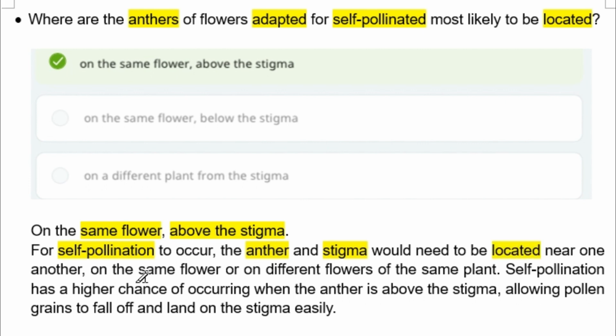or on different flowers of the same plant. Self-pollination has a higher chance of occurring when the anther is above the stigma, allowing pollen grains to fall off and land on the stigma easily.